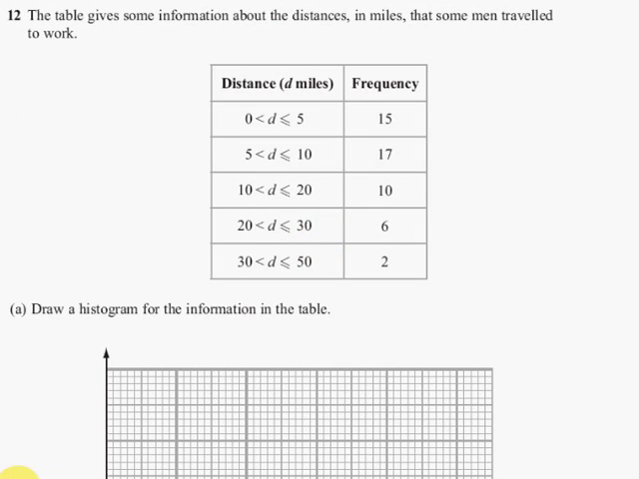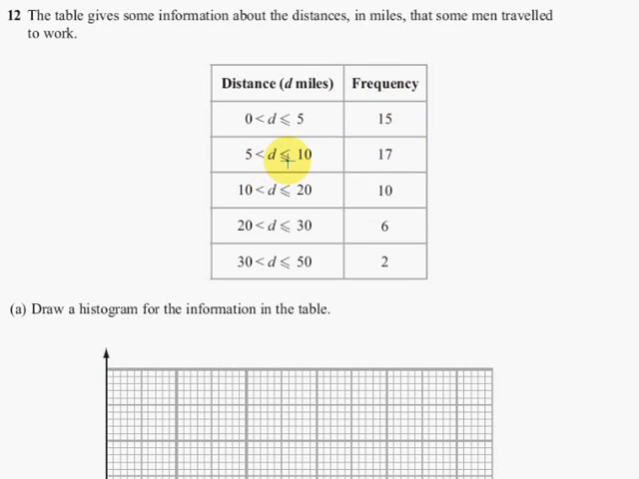Question 12. The table gives some information about the distances in miles that some men travel to work. Okay, so you've got your frequency, how many times it happens, and you've got your distances. So greater than 0 miles but equal or less than 5, there are 15 people who travel this distance.